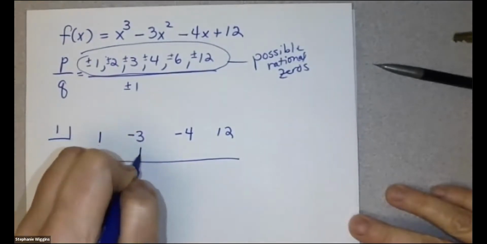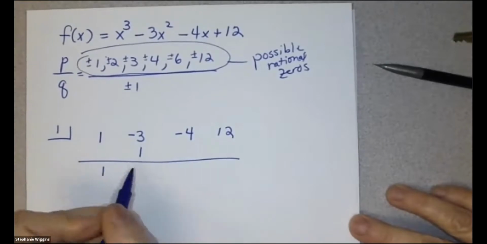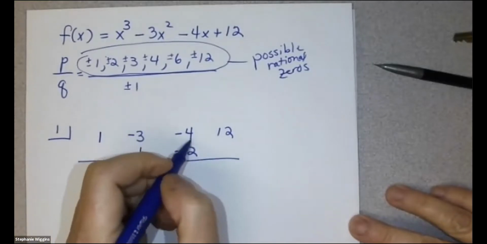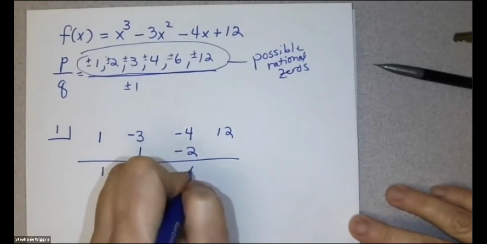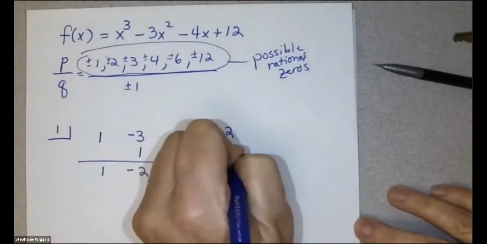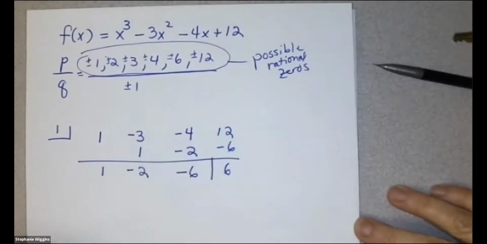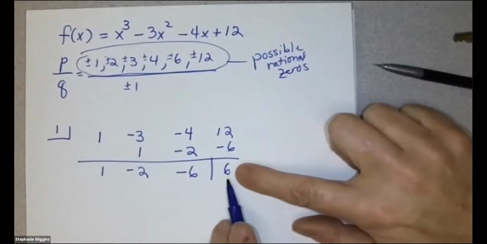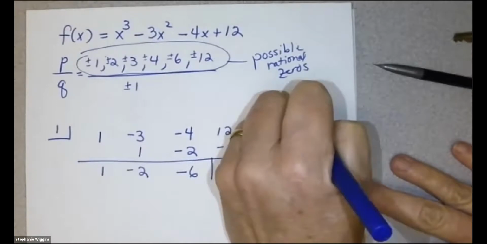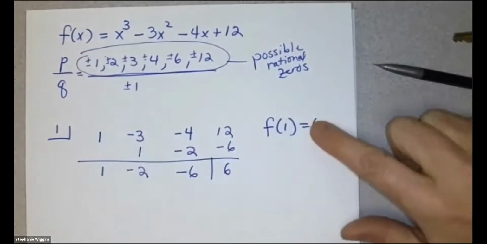Bring down the 1. 1 times 1 is 1. Then add these two numbers, I get -2. 1 times -2 is -2. Add these two numbers, that gives me -6. 1 times -6 is -6, and adding that to 12 gives me 6. What this tells me is that f of 1 equals 6, okay?